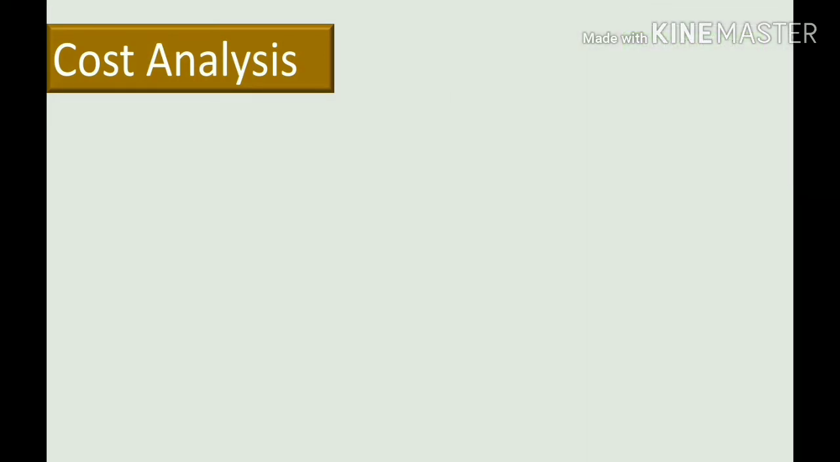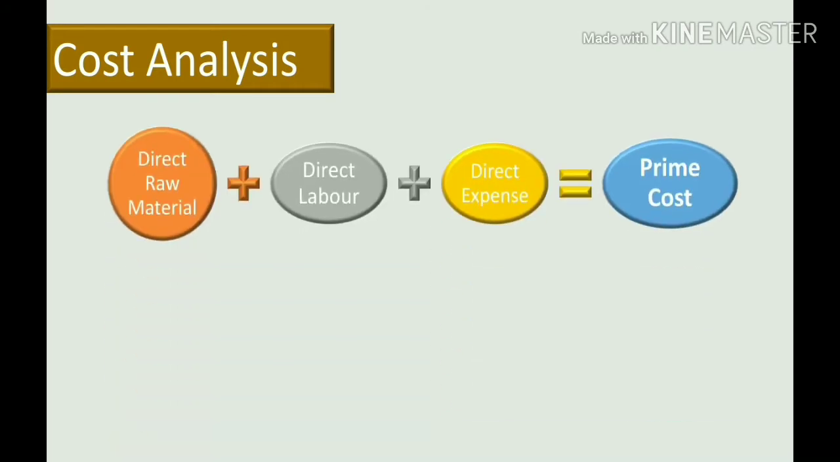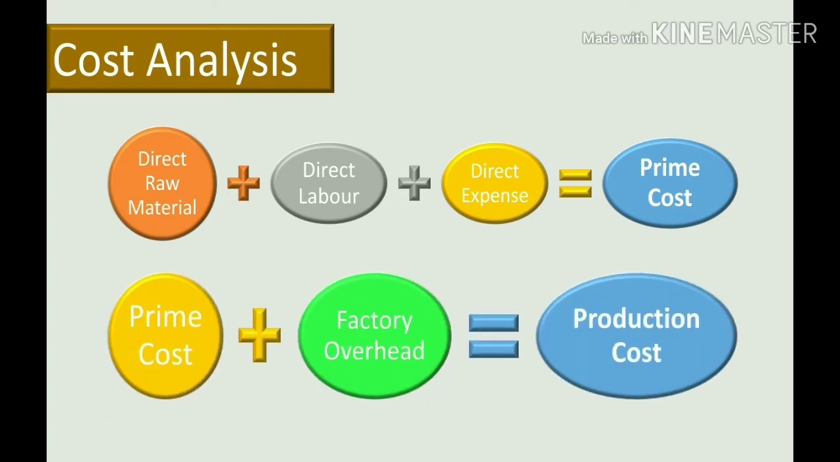Let's analyze the different types of cost. Direct raw materials plus direct labor plus direct expense equal to prime cost. That is, to determine prime cost, you have to add the direct raw materials, then direct labor and direct expense. Prime cost plus factory overhead equal to production cost.